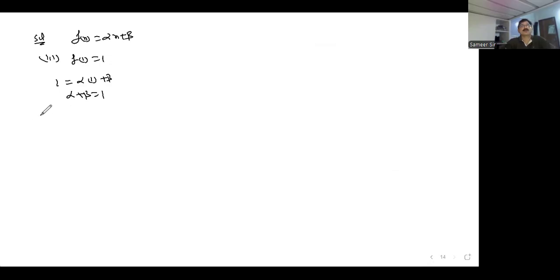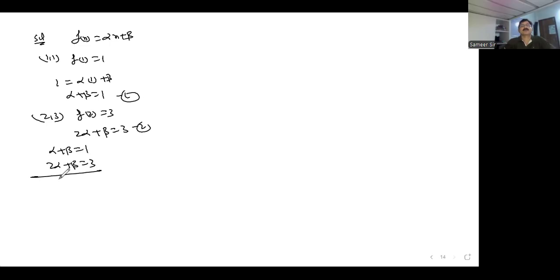Take another one, (2, 3) is there. Substitute, that means f of 2 is 3. So 2 alpha plus beta is equal to 3. Second, first. So here alpha plus beta is 1, 2 alpha plus beta is 3. Subtraction, minus alpha is equal to minus 2, alpha is equal to 2, beta is equal to minus 1. Like this, we'll get now.